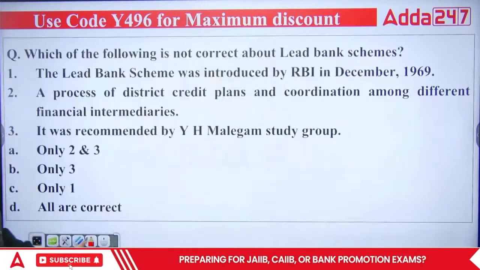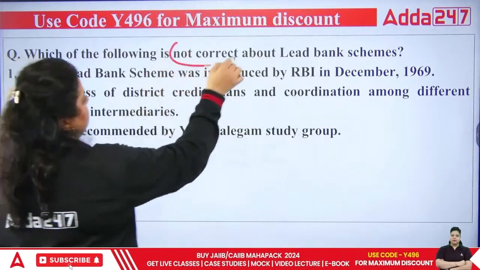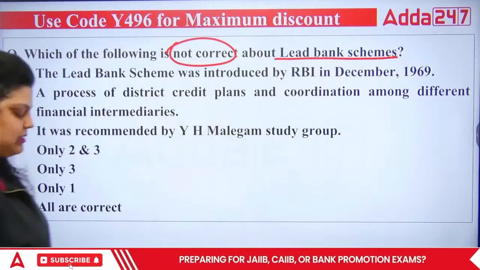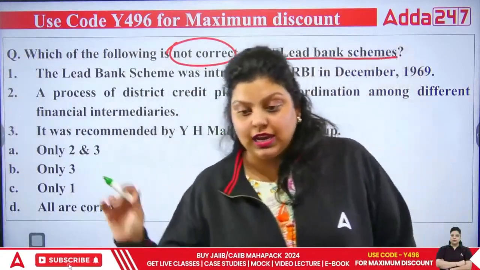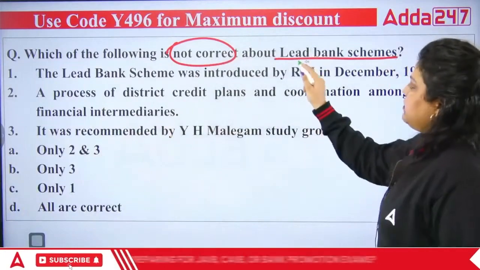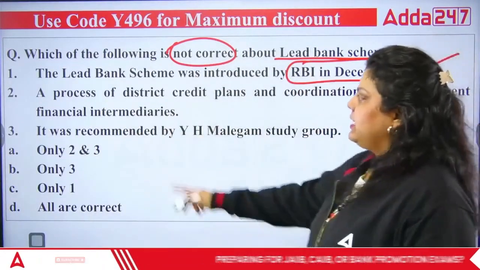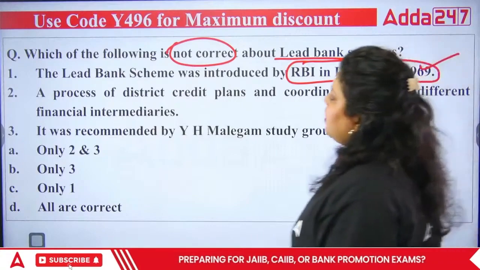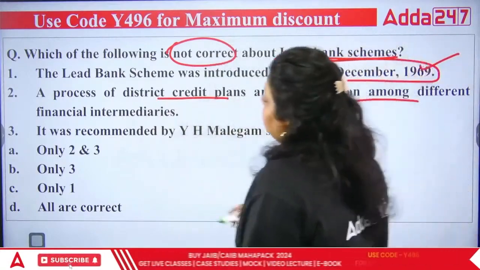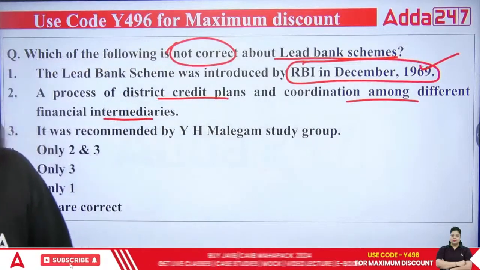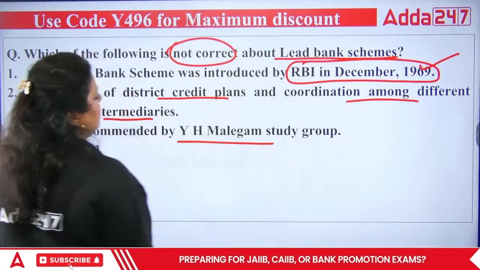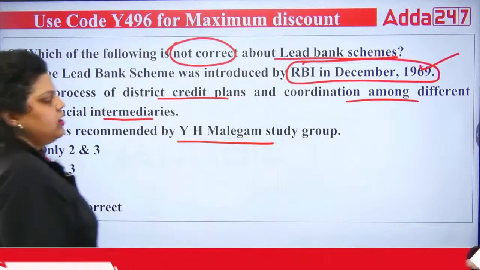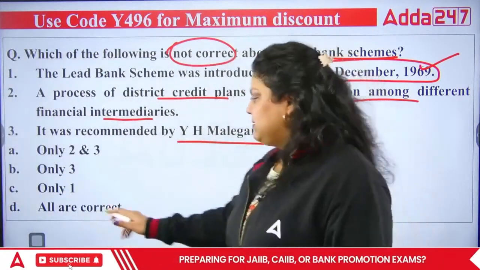Okay. Now, the next question is: which of the following is not correct about the lead bank scheme? We have just discussed that in December 1969, RBI introduced the lead bank scheme. It means the first statement is very much true, because it says the lead bank scheme was introduced by RBI in December 1969. Second says the process of district credit plans and coordination among different financial intermediaries is the work of the lead bank scheme. Third says it was recommended by the YH Malegam study group. So out of these three, which is not correct? You have to find the incorrect statement. So the first is a correct statement, it means it cannot be C.